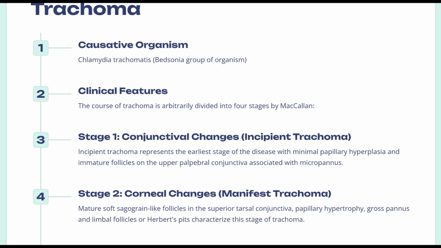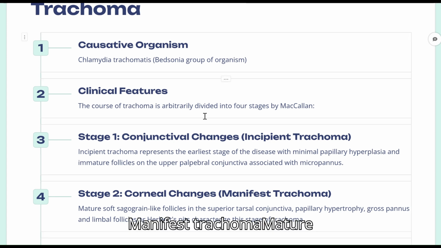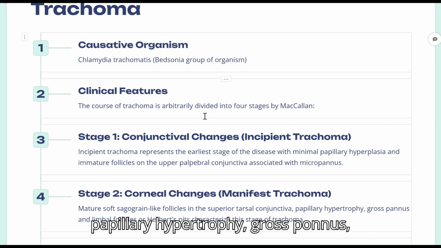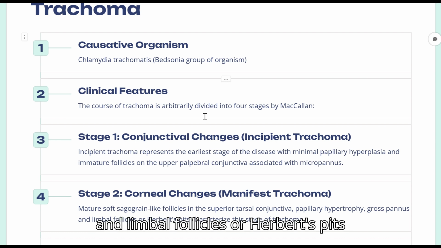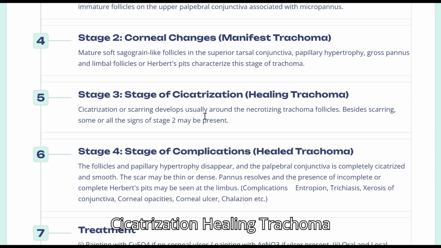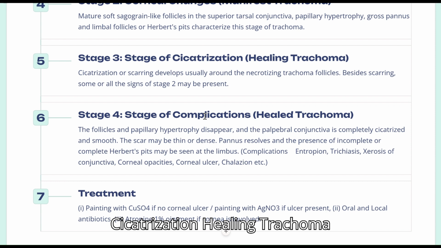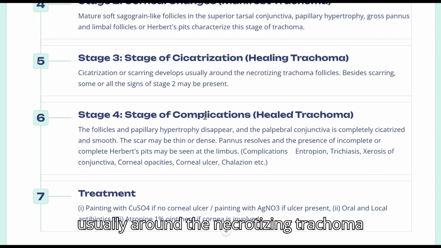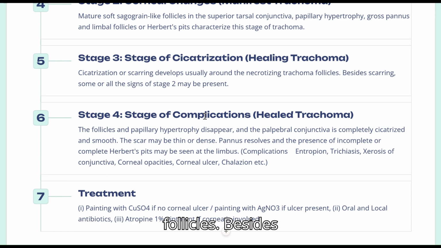Stage 2. Corneal changes. Manifest trachoma. Mature soft sago-grain-like follicles in the superior tarsal conjunctiva, papillary hypertrophy, gross pannus, and limbal follicles or Herbert's pits characterize this stage of trachoma. Stage 3. Stage of cicatrization, healing trachoma. Cicatrization or scarring develops usually around the necrotizing trachoma follicles. Besides scarring, some or all the signs of stage 2 may be present.